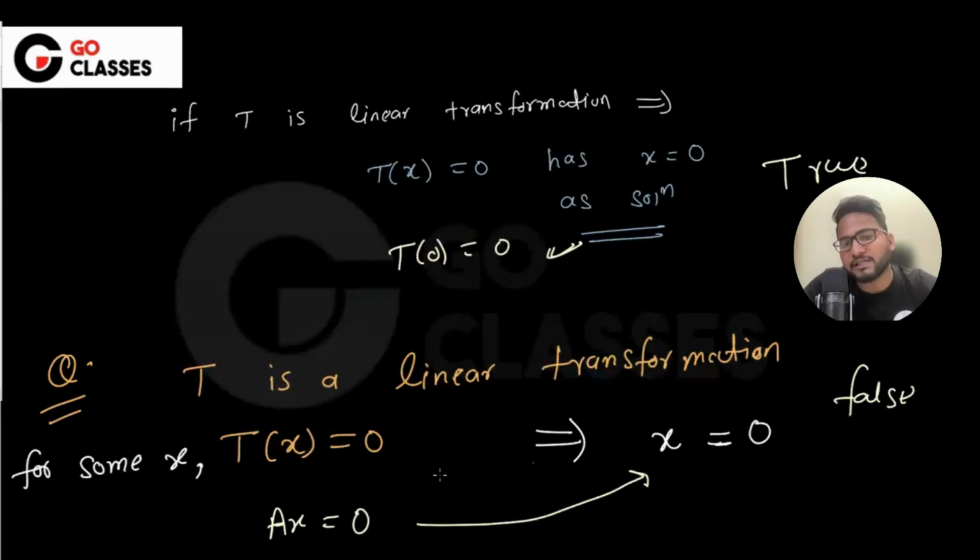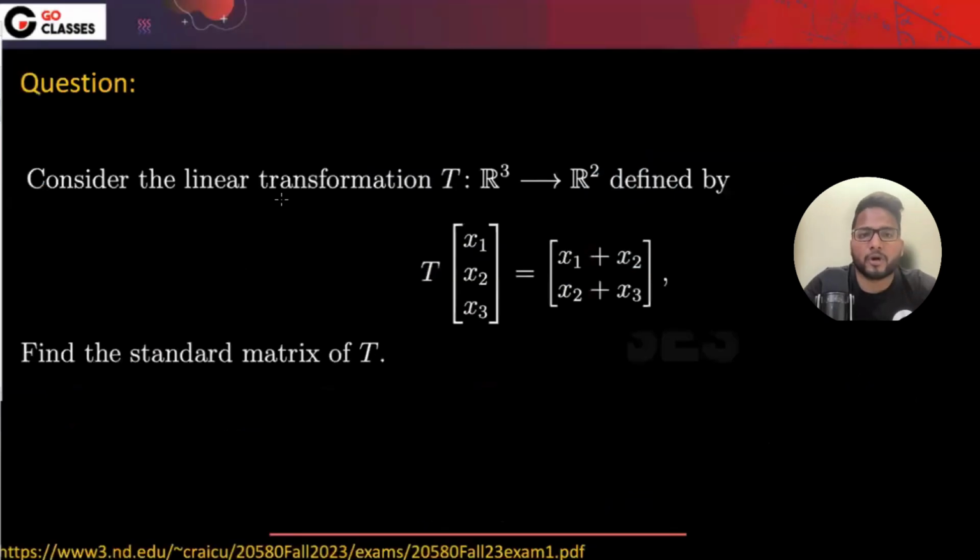If the matrix A has rank n, I mean all columns are linearly independent, then this is true. But for some x and for some random linear transformation, it may be false. I mean, it need not be true, right? Okay, don't worry, it will get more clear. Don't worry about it.